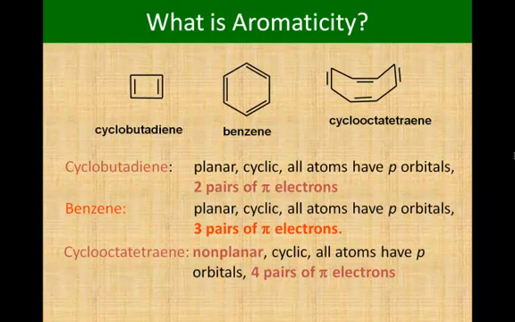How about cyclooctatetraene? Cyclooctatetraene, it turns out, is non-planar, and that's not immediately obvious. It is cyclic. All the atoms in the ring have p orbitals. It also has 4 pairs of pi electrons, or an even number of pi electron pairs. So neither cyclobutadiene nor cyclooctatetraene fit our criteria for aromaticity.